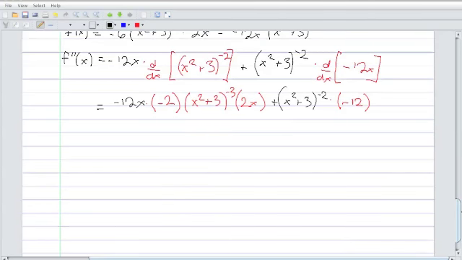So let me just try to clean this up a little bit. Now let's see, I have this 3 that goes down. In my numerator, I have the 12, the 2, and the 2. That's 48. So it's going to be a positive 48x divided by, I have this x squared plus 3 cubed. I have 2, 12, and 2. 24, 48.